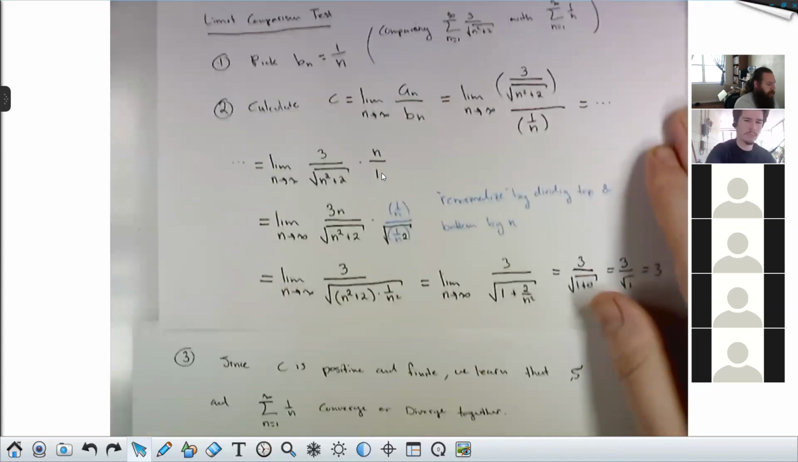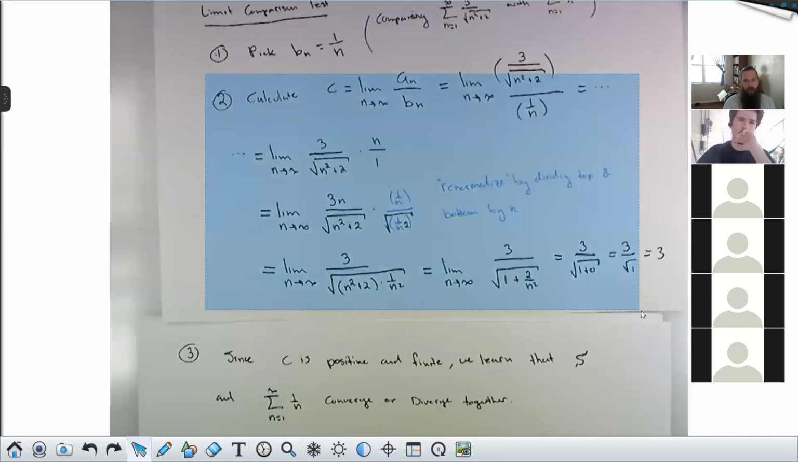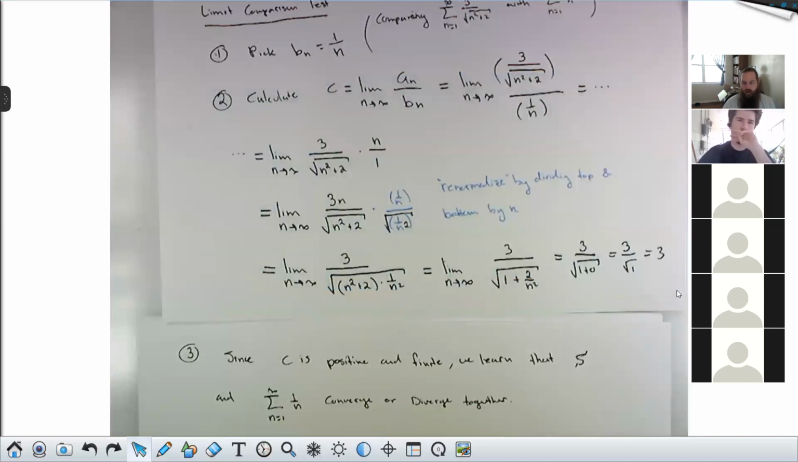If I knew out of the gate that they do the same thing, then sure, I would just say the sum of 1 over n diverges, therefore my series diverges. But without computing the limit, I can't say that those two series do the same thing. So this is the work that shows me that these series really are related in the sense that I suspect they are. Does that make sense?